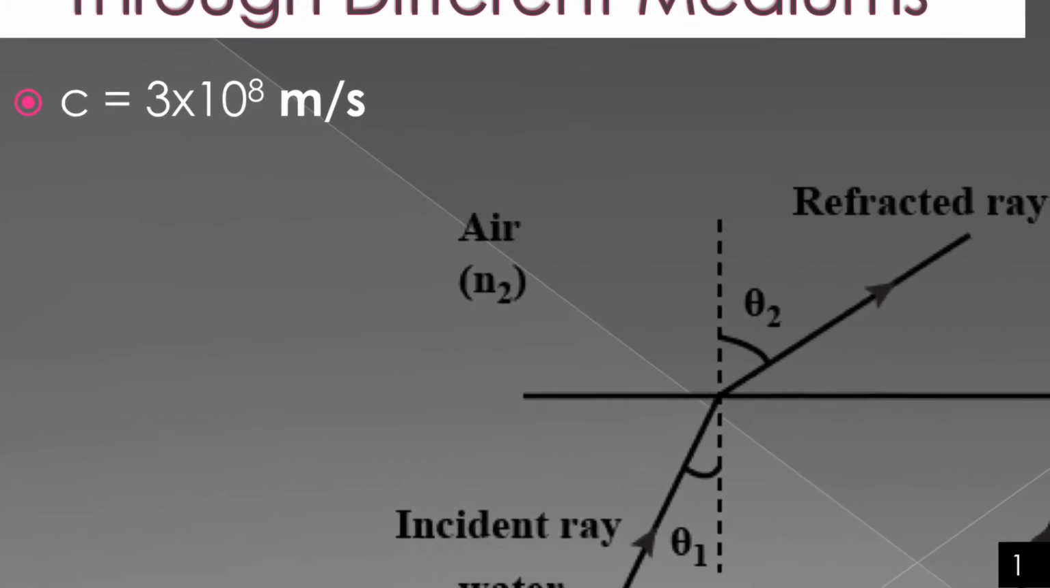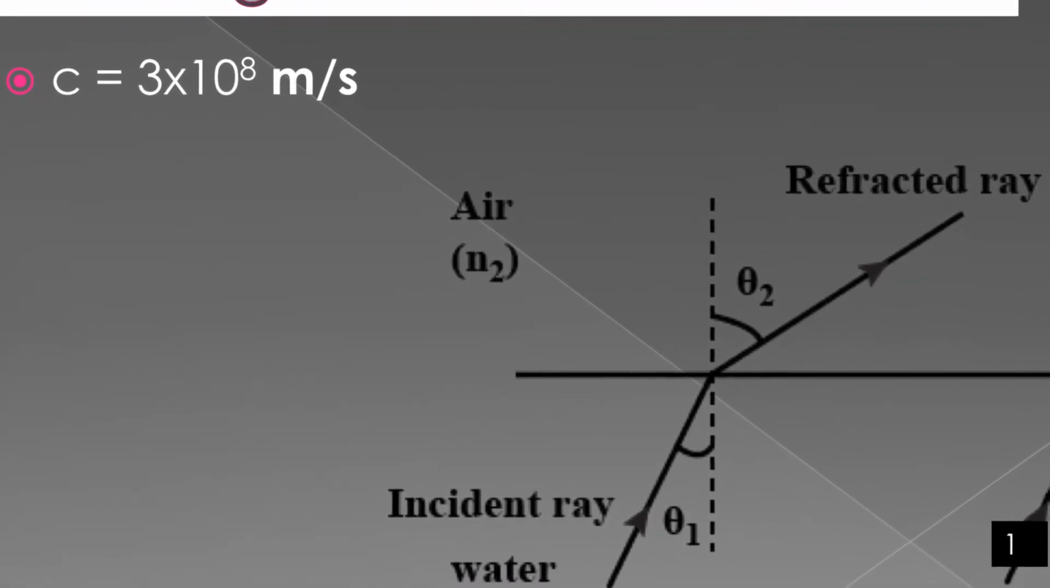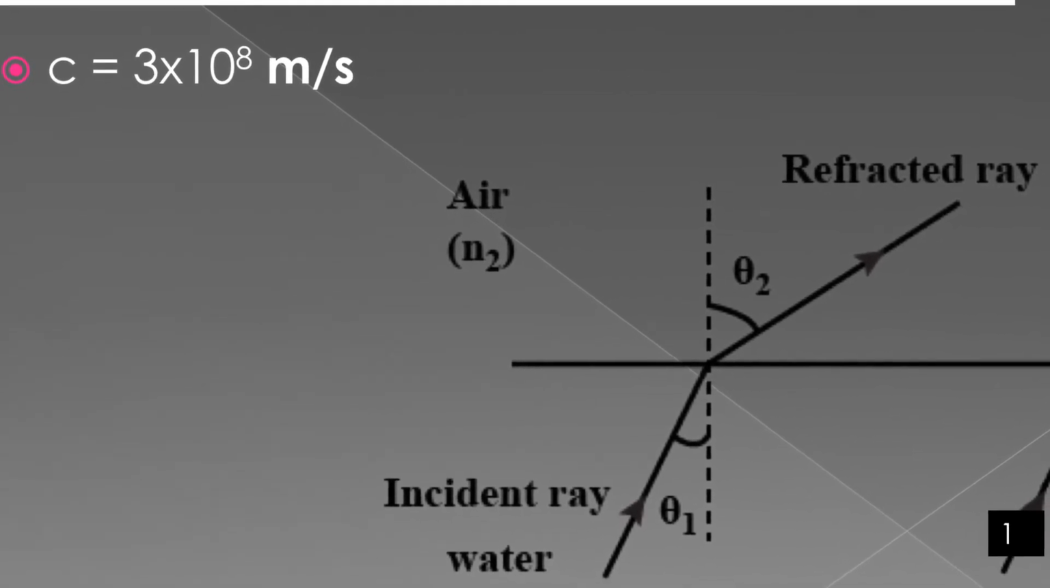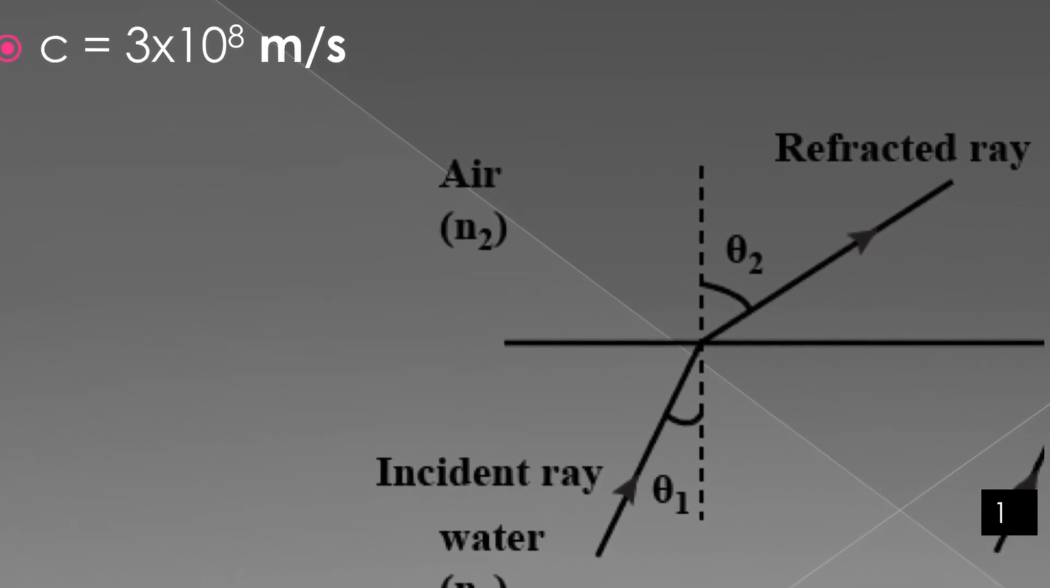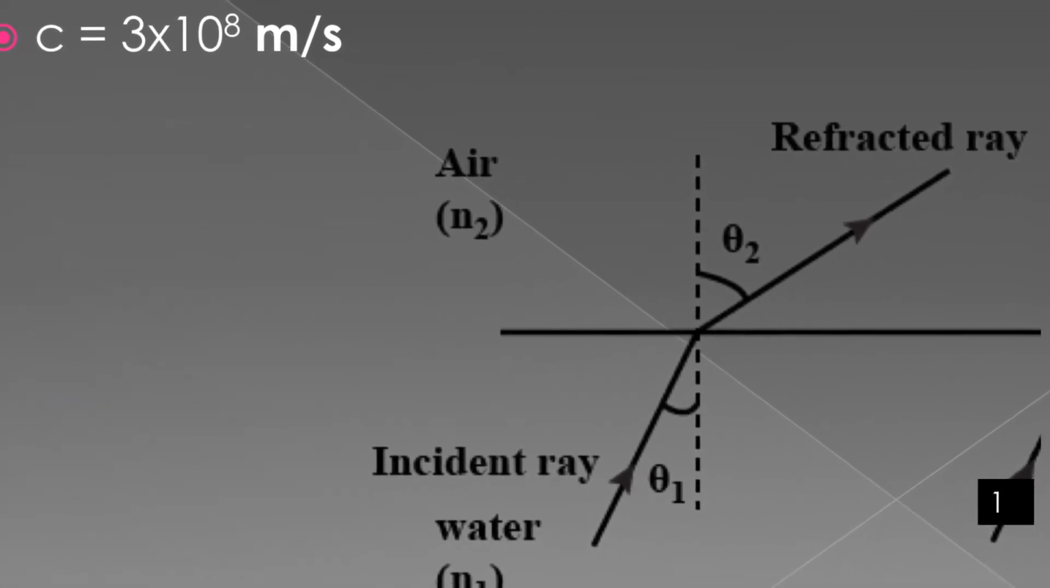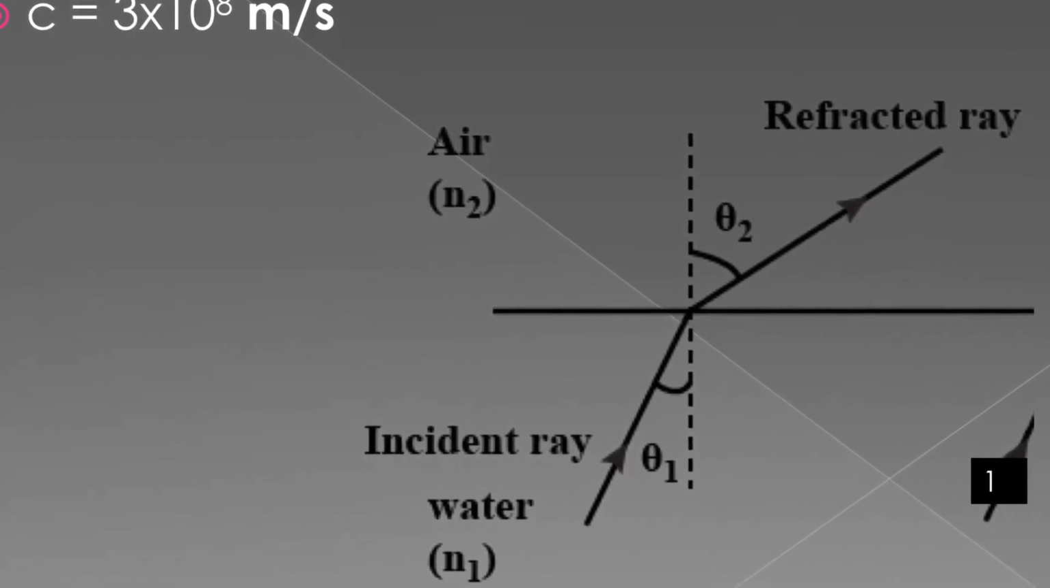Here's where light gets interesting, however. Light doesn't always move at this constant. For an example, when light passes through materials such as water or glass, which are known as mediums, the speed of light can change and slow down.